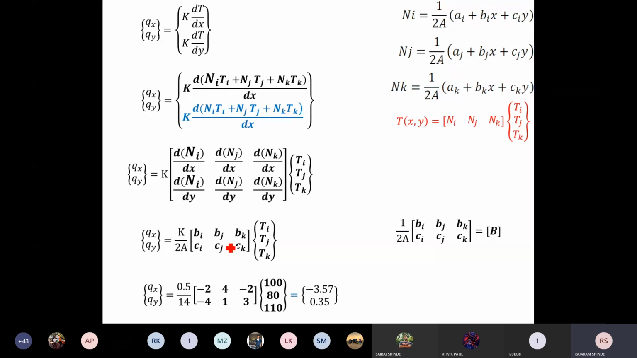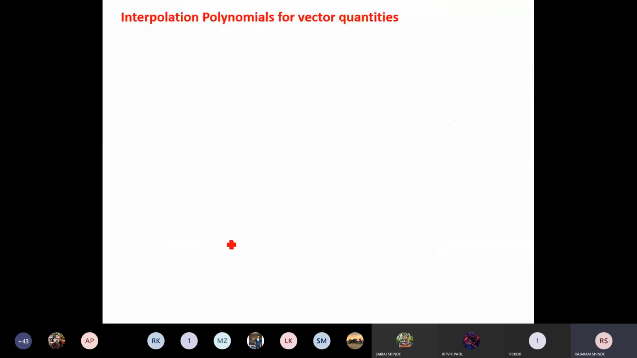Now after this, the next concept is interpolation polynomial for vector quantities. Now what is the concept behind this, I will explain here. In case of a one dimensional element, we have considered the variation of the field variable only in one direction, that is u in x direction only. Okay, do you agree with this?